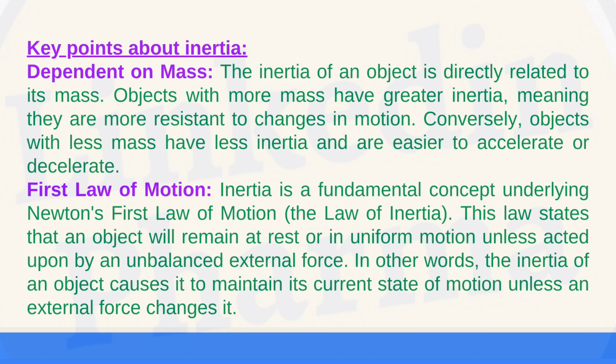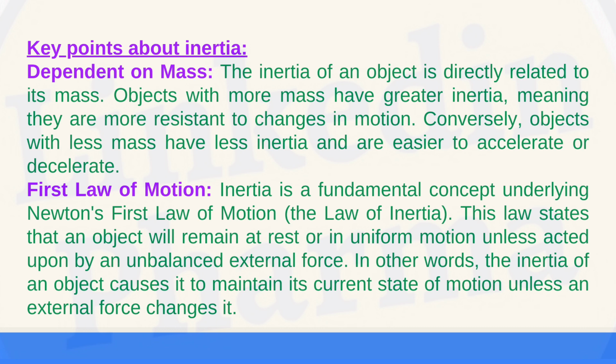Key points about inertia. Dependent on mass, the inertia of an object is directly related to its mass. Objects with more mass have greater inertia, meaning they are more resistant to changes in motion. Conversely, objects with less mass have less inertia and are easier to accelerate or decelerate.